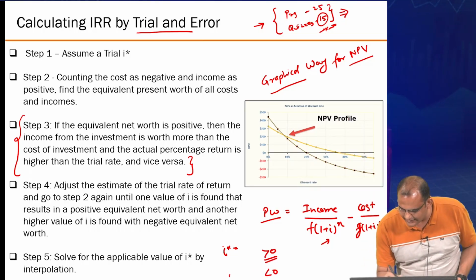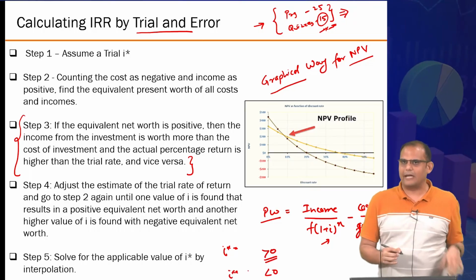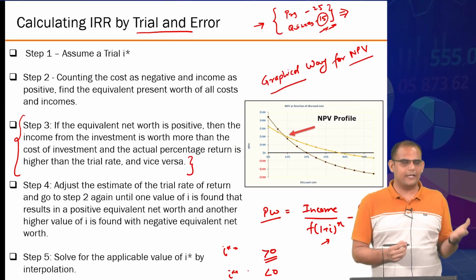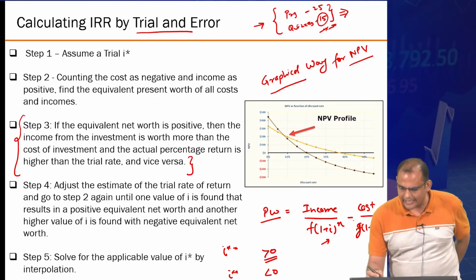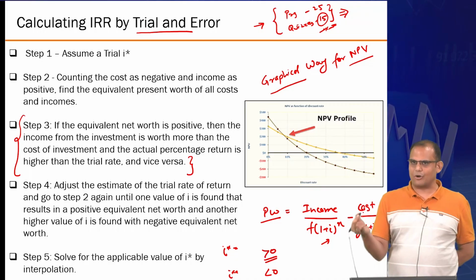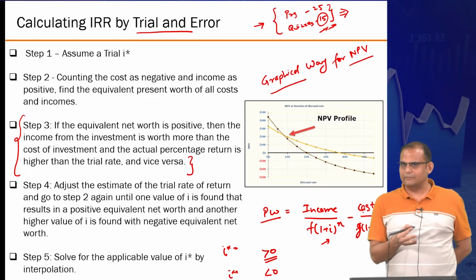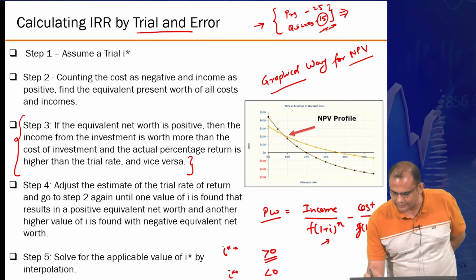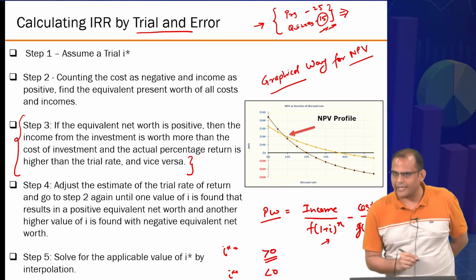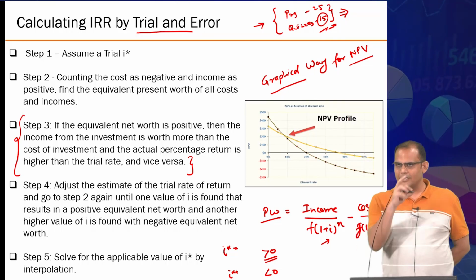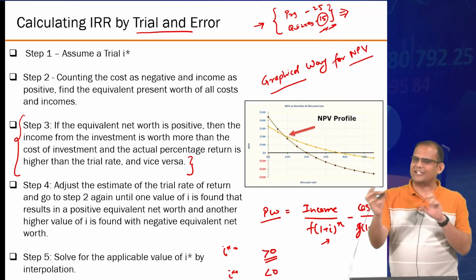If at a particular assumed value of i star you get a PW less than 0, it means that the cost term is much stronger. So you need to reduce the power of the cost term. How do you reduce the power of the cost term? By decreasing the i value. So this can give you an idea of which direction to move.